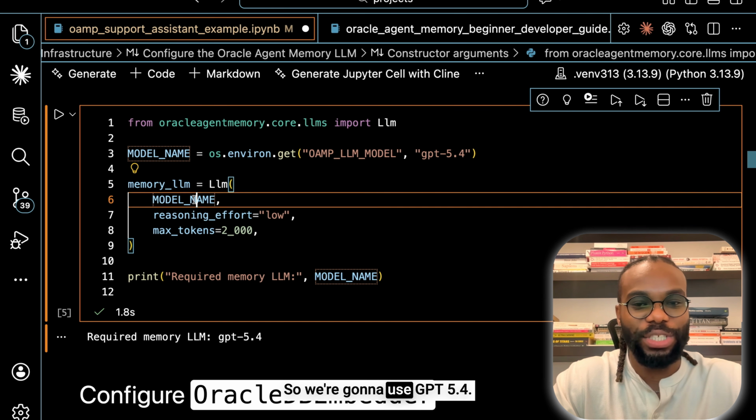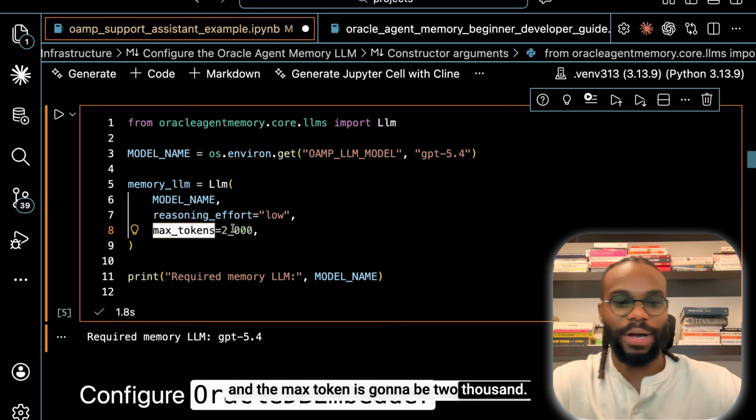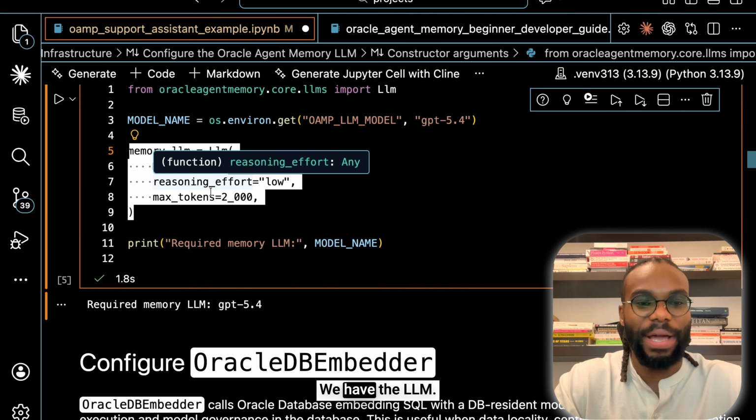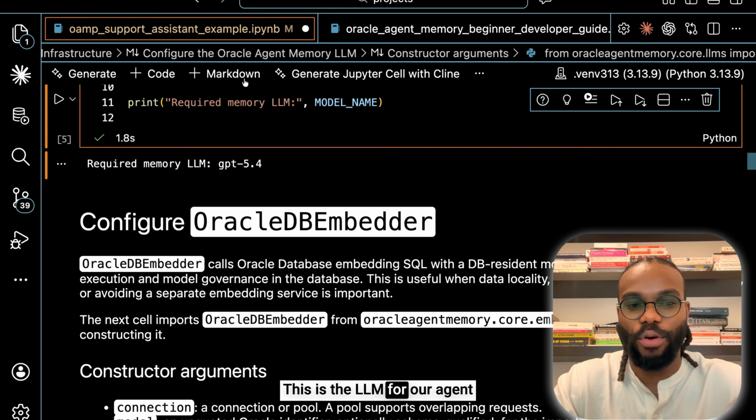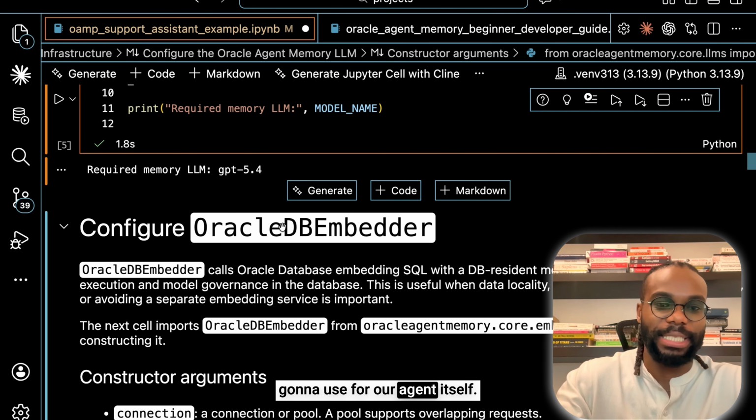So we're going to use GPT 5.4. We're going to set the reasoning effort to low and the max token to 2000. This is the max output token. That's it, we have the LLM. This is the LLM for our agent memory implementation. It's not the LLM that we're going to use for our agent itself.